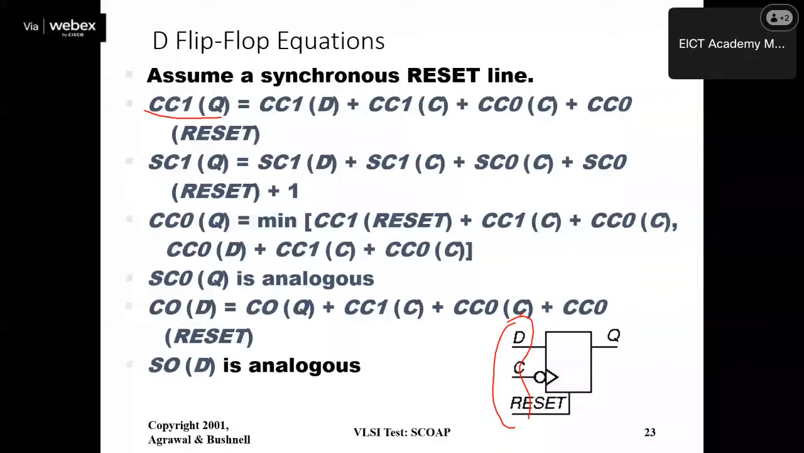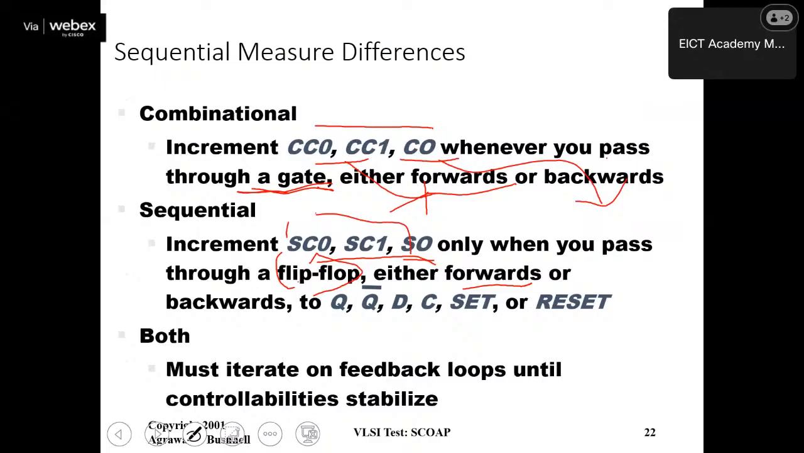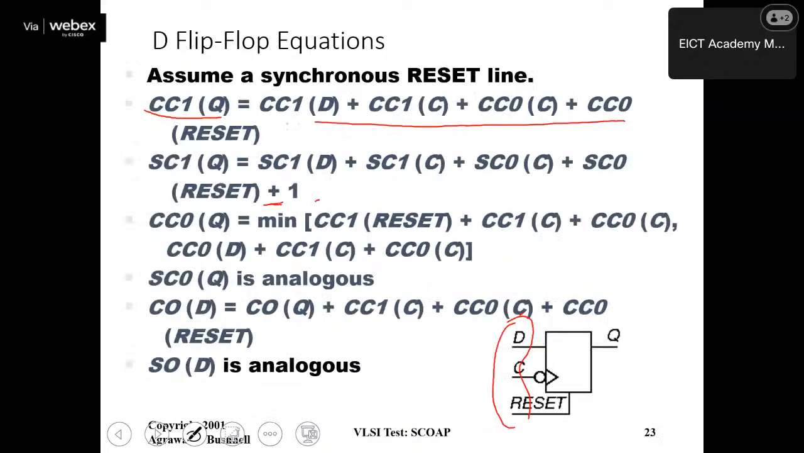Here, please observe CC1 and SC1, CC0 and SC0. The formulas are the same except one thing. What is that one thing? There is the increment by 1 in the case of SC, while there is no increment in CC because the pass was a flip-flop, and a flip-flop is not a combinational circuit. That's why the formula will remain the same in each and every case, whether it is combinational or sequential.